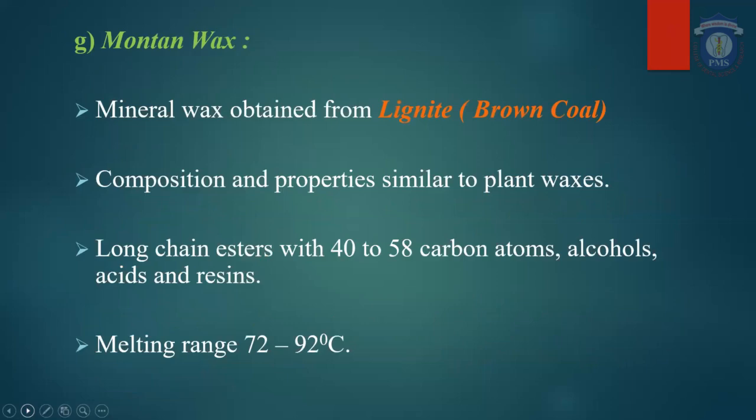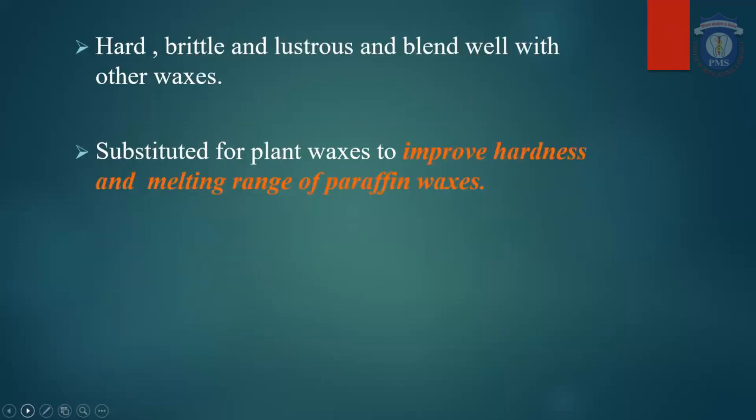And then finally we have montan wax, that is a mineral wax obtained from lignite, that is brown coal. The composition and properties are similar to plant waxes. They contain long chain esters with 40 to 58 carbon atoms, alcohols, acids, and resins. The melting range is 72 to 92 degrees Celsius. It is hard, brittle, lustrous, and blends well with other waxes.